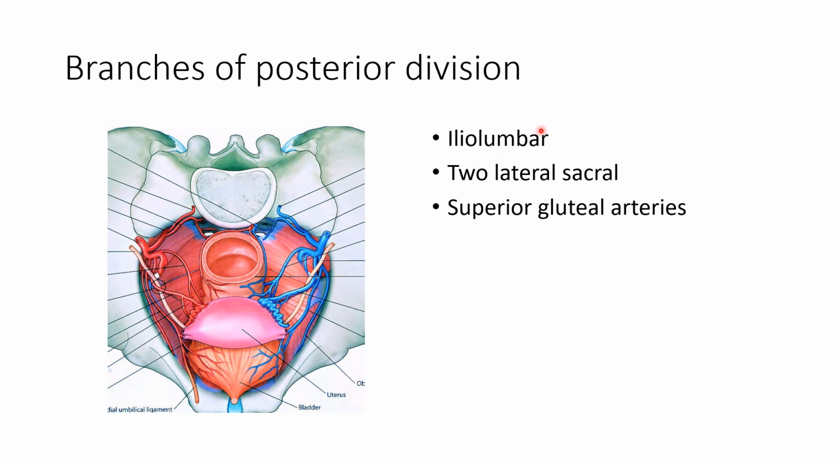So the name iliolumbar is given. Which structures does the iliac branch supply? The psoas major and iliacus muscles. It reaches the iliac fossa and provides branches to these two muscles and a nutrient branch to the ilium.